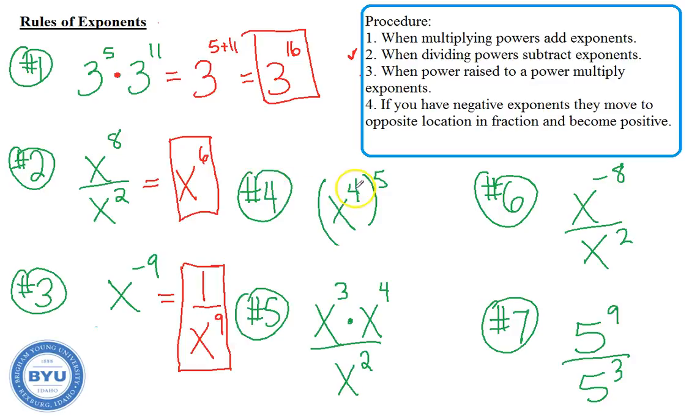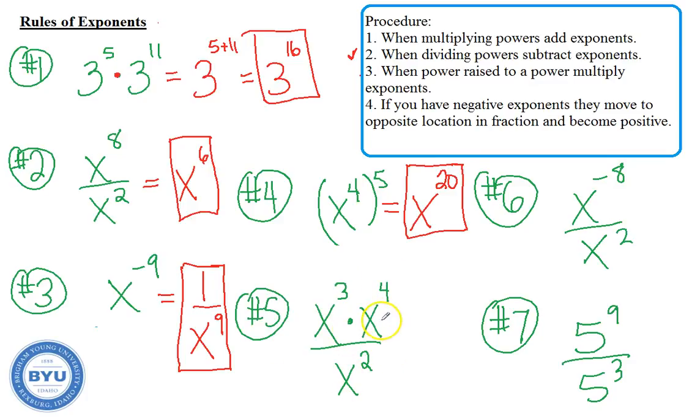Number 4, we have x to the 4th raised to the 5th. This is a power raised to a power. Uh-oh. When we have that, we need to multiply the exponents. It'd be x to the 20th power.